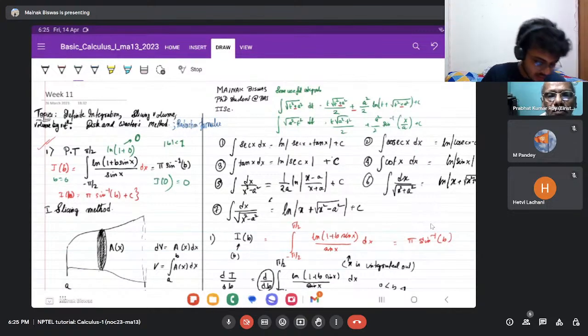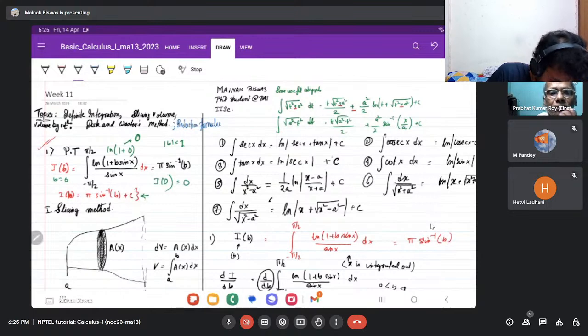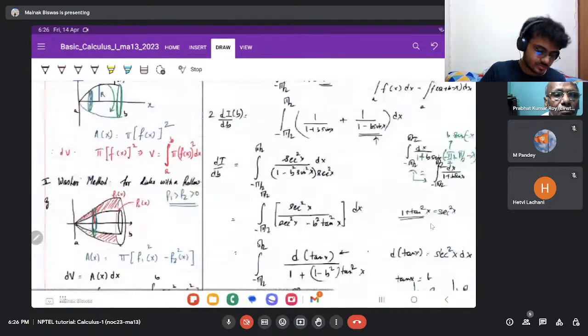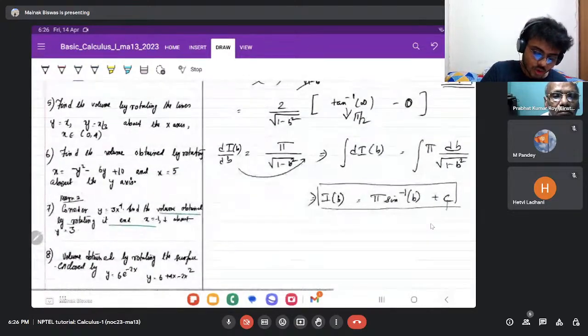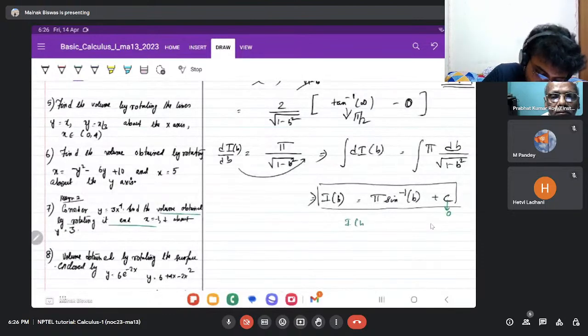I hope it is clear. So you put the value of b here, so you will get I of 0 is equal to pi sine inverse 0 plus c, which is 0, equal to 0 plus c, equal to 0, right? So we have shown c equal to 0, so I of b is equal to pi sine inverse b.